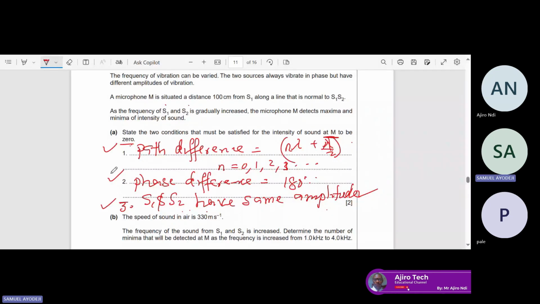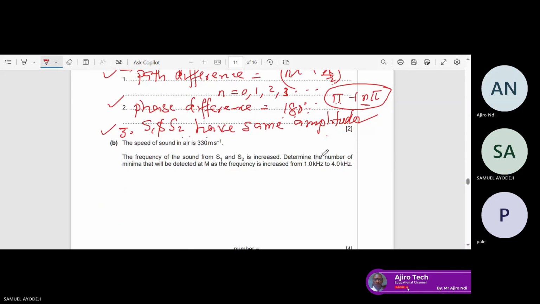So when it's 0 at M, it means destructive interference. What does destructive interference mean? Path difference is n lambda plus lambda over 2, or phase difference is 180 degrees, or pi plus n pi. So if n is 0, you have only 180, you have pi. Pi is 180 degrees, so that's all. This is the formula for that one. You go and check your note. So that is that. Is that taken?